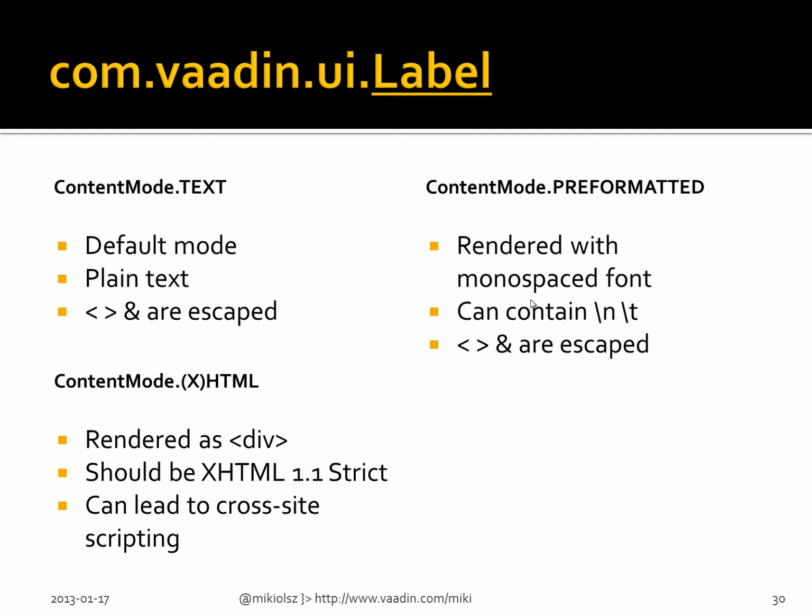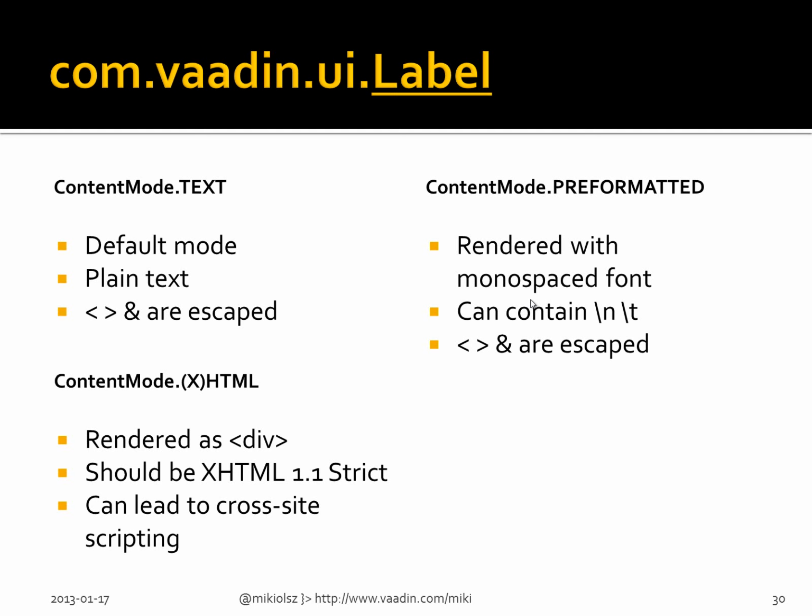The default one is text, so it shows plain text and automatically escapes dangerous HTML characters. The other mode that you can set is the preformatted, so it's rendered on the browser side with a monospaced font, which is very useful to present, for example, code listings or something like that. Contrary to the plain text, it can contain new lines, tabulation signs, and all the whitespace characters you can think of, and it preserves them. And again, all the dangerous HTML characters are escaped.